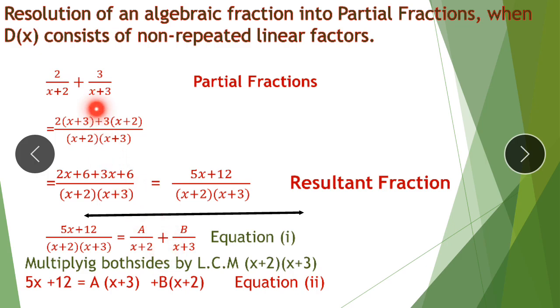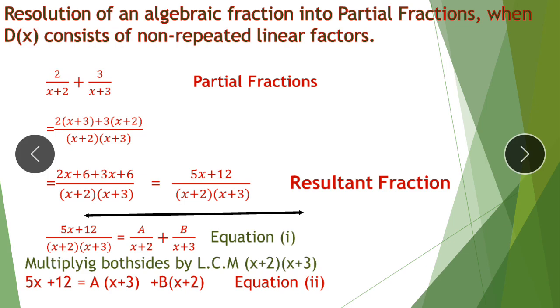Then the plus sign will come. Then we will have the second, because it has two factors, so therefore two partial fractions. So b over x plus 3, the same. So we can derive it from here. Since it has two factors, it is a over x plus 2 plus b over x plus 3. We can name it equation 1 here.